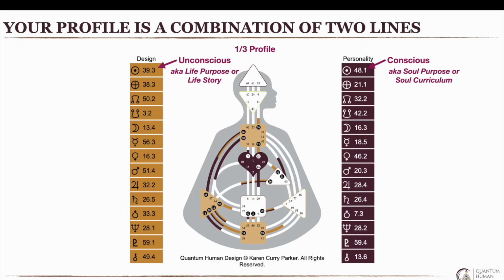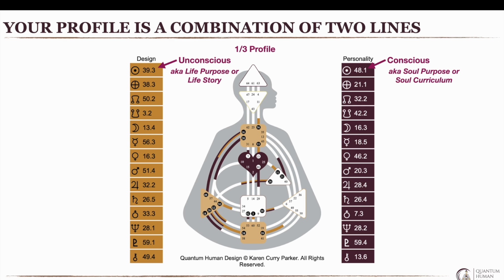And if you look at your chart, you'll see at the very top on either side, there's a symbol of a sun. It's the circle with a dot in the middle. And next to both of those sun placements, there is a whole number, and then a decimal point, and then another number. Your profile is derived from the number on the right in both placements. So on your soul purpose side and your life purpose side.